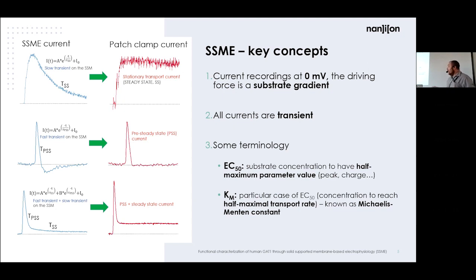Again, some terminology, I guess all of you know them very much, but EC50 is just the substrate concentration that is needed to reach half the maximal amplitude of a certain parameter. So it can be charge, or it can be the current, peak current or current at a certain time point, or whatsoever. And Km is just a particular case of EC50, that is the Michaelis-Menten constant.